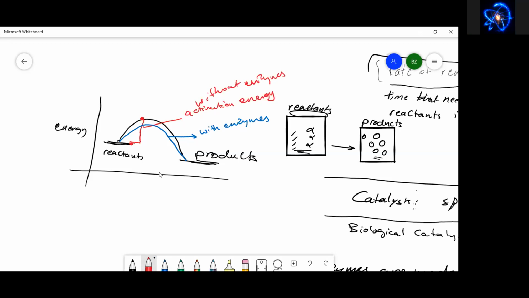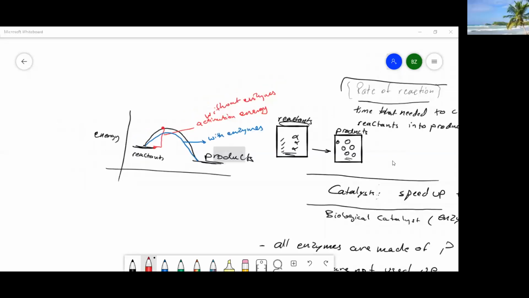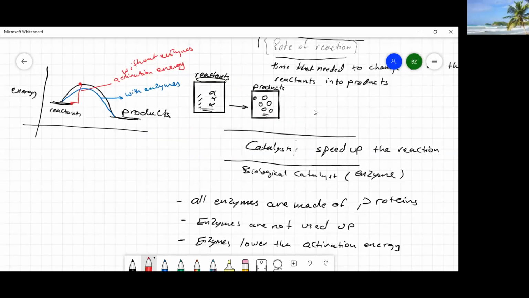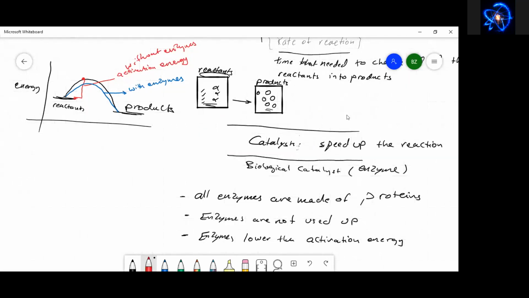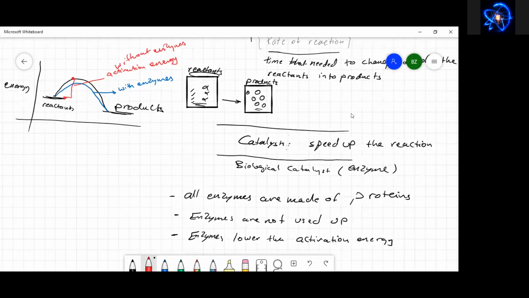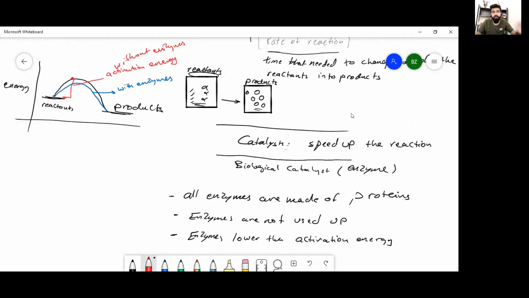Mr., don't you need extra energy? Why does it lower the activation energy? Doesn't more energy help more, like in breaking and causing a new product more easily? Yeah, this is the idea.